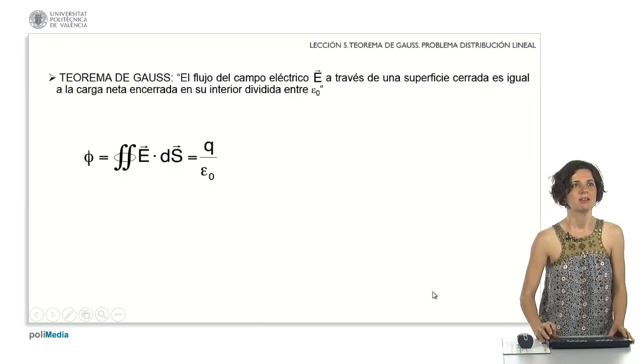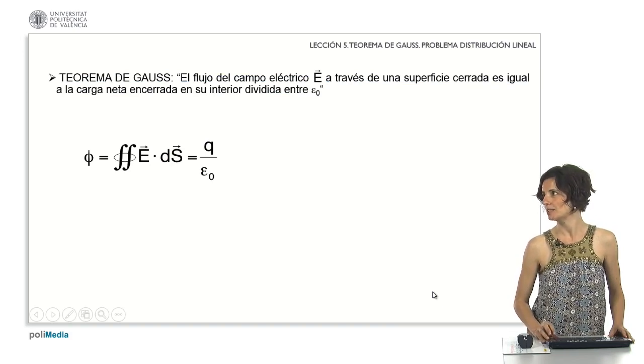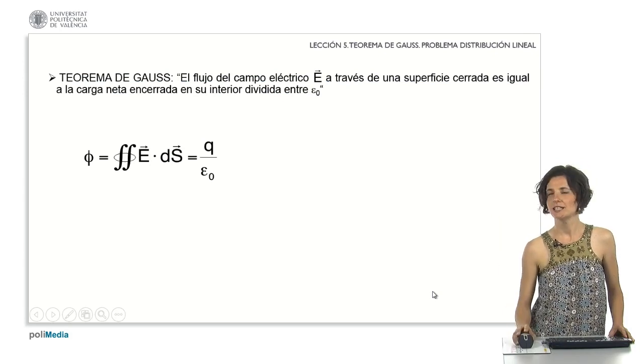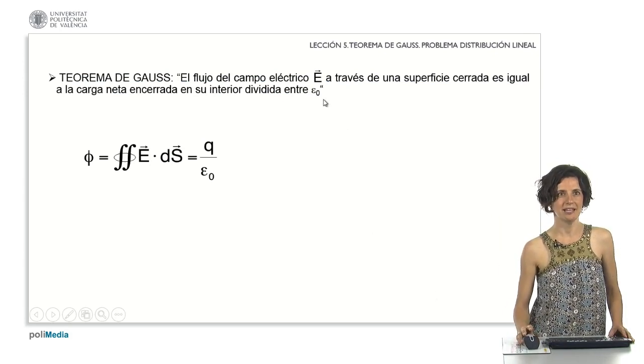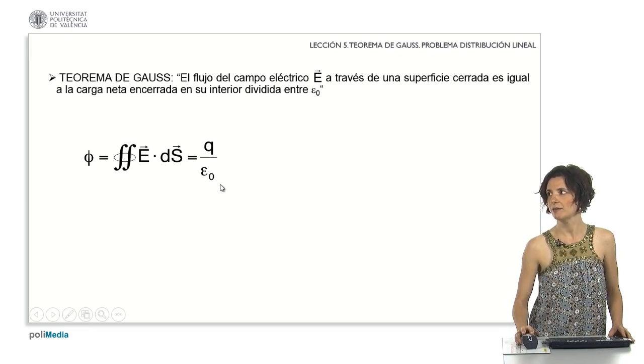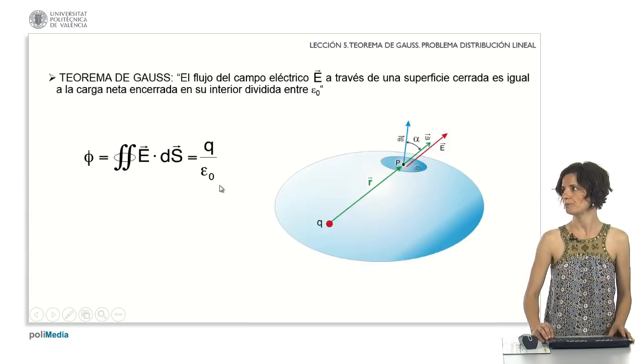distribution. But first, let us recall that Gauss's law tells us that the electric field flux through a closed surface is equal to the net charge enclosed inside it divided by the electric permittivity in the vacuum, epsilon sub 0. Its mathematical expression is the one shown on the screen. The flux corresponds to the surface integral of the scalar product between the electric field and the differential vector of S. This flux is equal to the enclosed charge divided by the electric permittivity in the vacuum, epsilon sub 0.